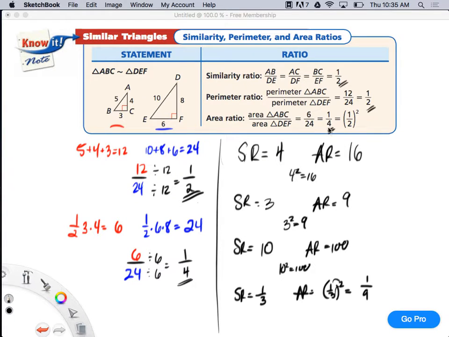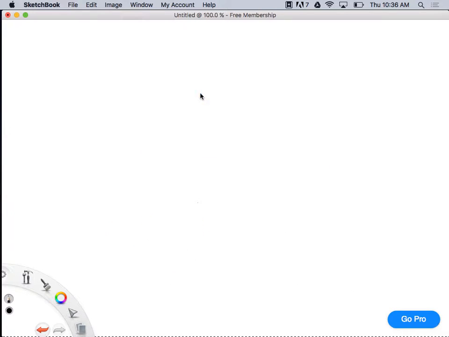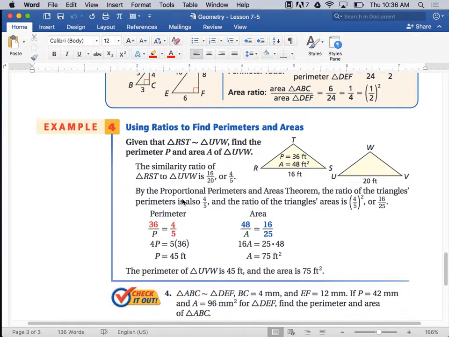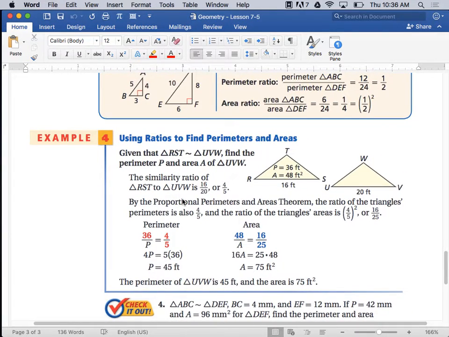So in this case, our area ratio is 1/4, right? So if I told you the area of this one is 40, then what would the area of this one be? 10. Why? Because 10 is 1/4 of 40. Does that make sense? Okay. Let's do an example.